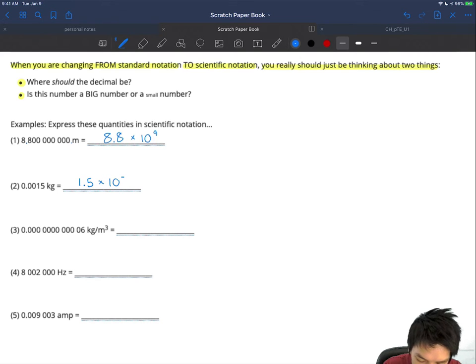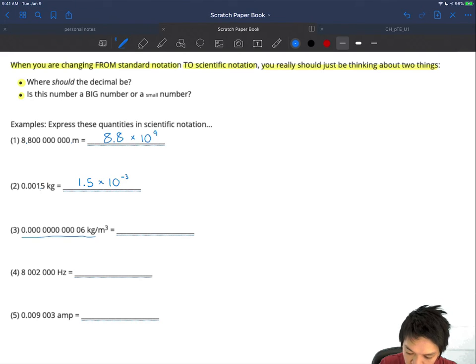Alright, to the negative what though? So I'm going to put my reference decimal right here and count how many spots it is away from the original decimal location. 1, 2, 3. Okay, so it's 3 that's supposed to go in the exponent, but it is actually a negative 3 because, again, this is a small number. So it has to be 1.5 times 10 to the negative 3. Okay, so that's a small number as well. Alright, let's look at our next example, number 3.